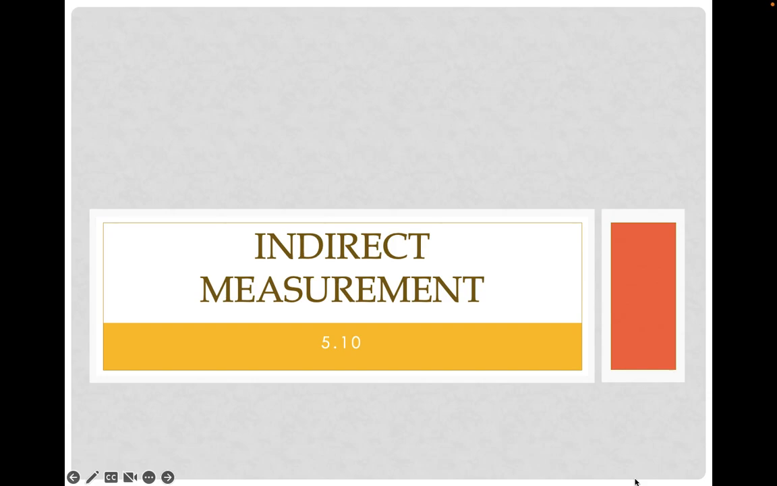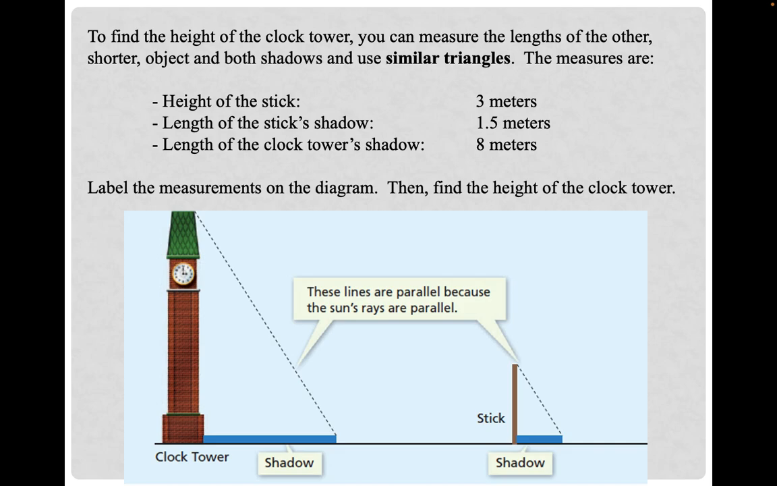In this video, you will learn about indirect measurement. Indirect measurement is when we use the measurement of another object to find the height or length of an object that is maybe too tall or too difficult to measure.